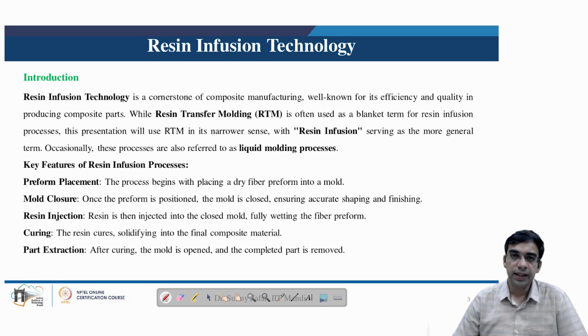The next step is the curing step, in which the resin is cured. As we have seen in the previous lessons, curing is an irreversible chemical reaction which generates crosslinks in the resin, therefore leading to a solidified product, the final composite material. After the curing is complete, the final step of the resin infusion process involves part extraction. After the curing, the mold is opened and the complete part is removed.